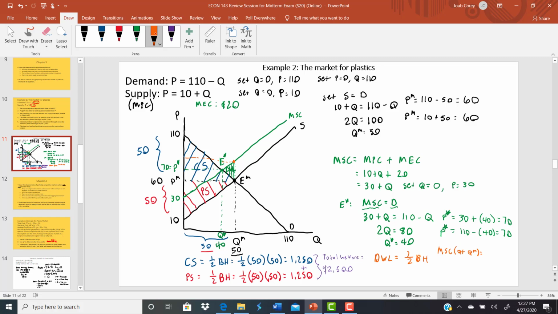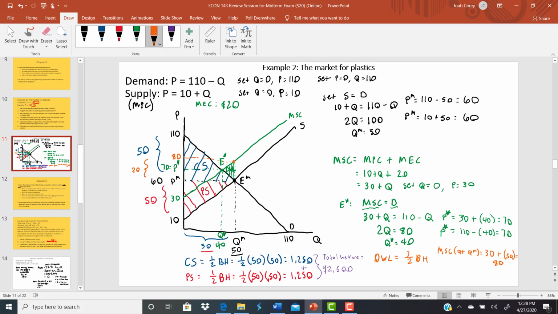And so that's going to be equal to 30 plus our QM of 50, and that's going to be equal to 80, right? So 80 is going to be that number there that's going to help us determine the height of the triangle. Or another way that you can think of it is that the marginal social cost curve is going to be exactly 20 higher than our original supply curve. And so again, that difference between that 80 and that 60 should be 20, right? So it's a good way to check and make sure that you did it right.